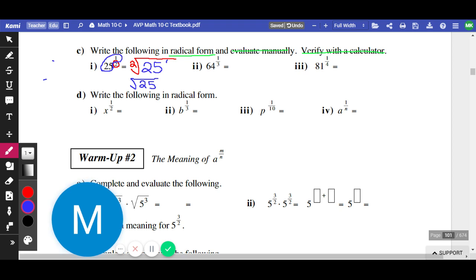Awesome, let's try this one. So we have 64 to the power of 1 over 3. The goal is to change it to radical form. So I know I need to have a radical. That's what fractions tell me anyway. Fraction exponents mean it's going to be a radical. The bottom number of the fraction, this little guy here, becomes the index. The rest of the power stays underneath. And I'm going to keep putting to the power 1 just so you see where it goes. You wouldn't need to write that.